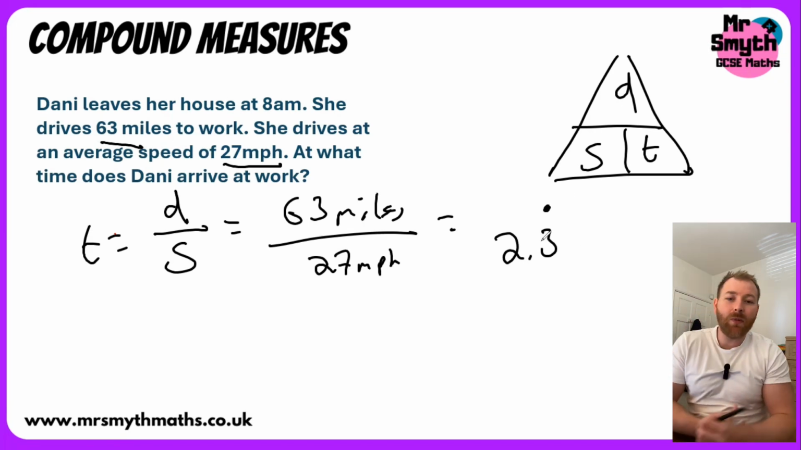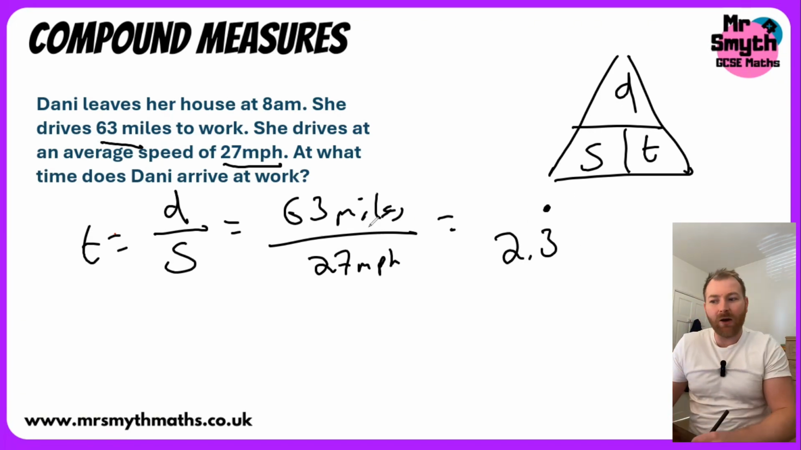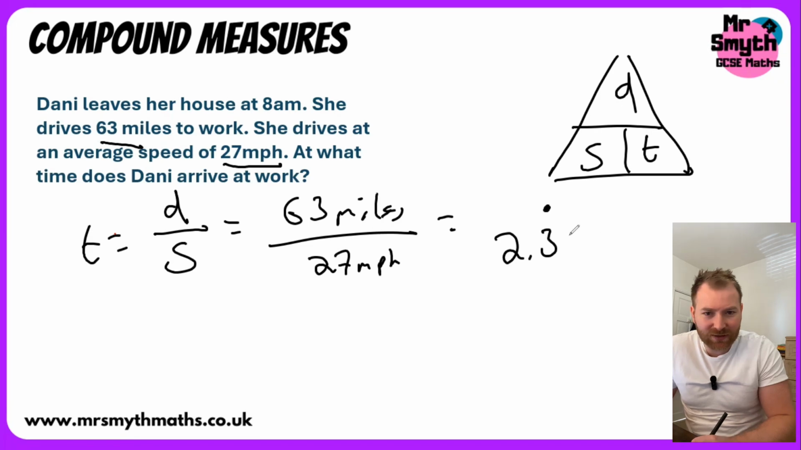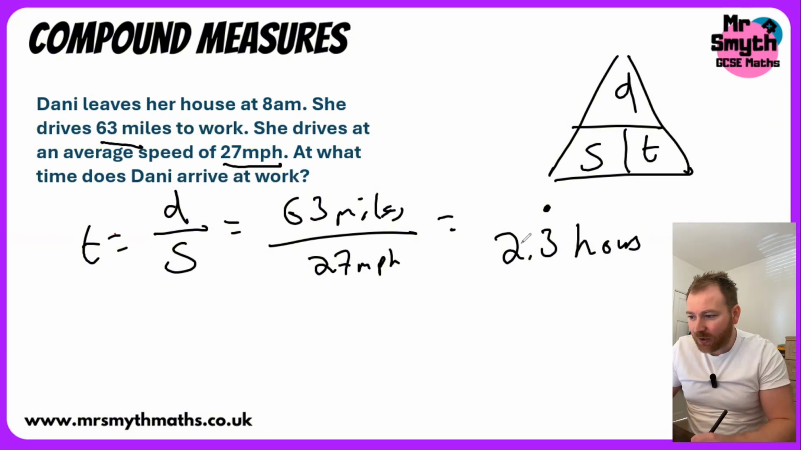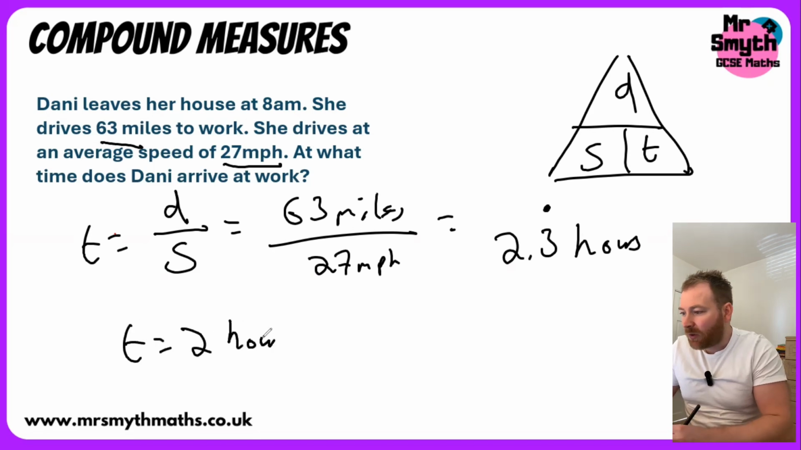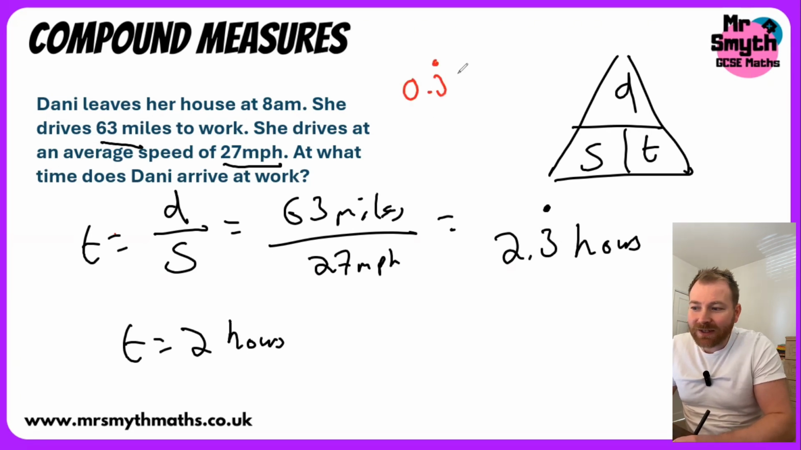I'm working with miles and miles per hour, so it's got to be hours, isn't it? But I don't know what 0.3 recurring hours is, so how do we work this out? Well, we've already got 2 hours, so that must be fine. Time is going to be 2 hours, but we need the minutes. We've got 0.3 recurring, so let's times this by 60 minutes.